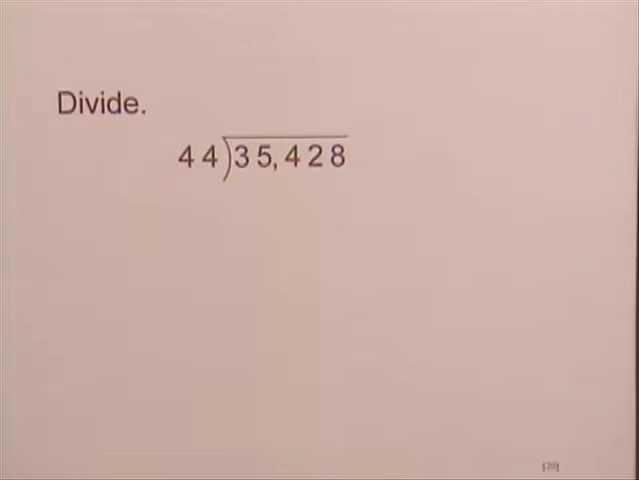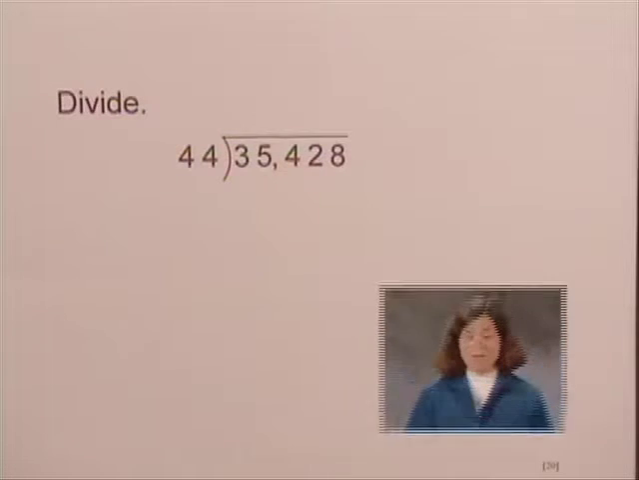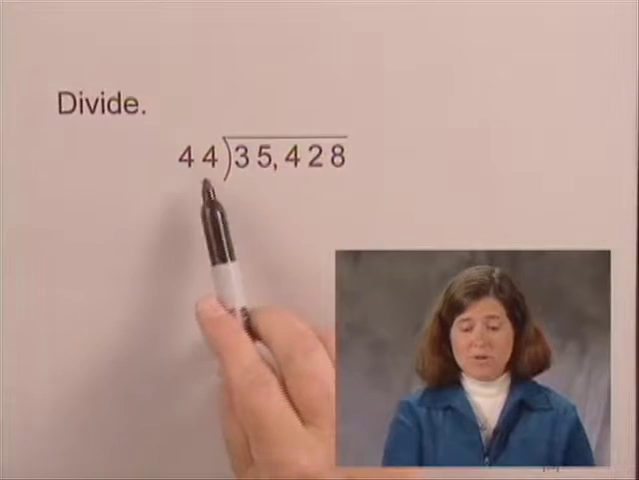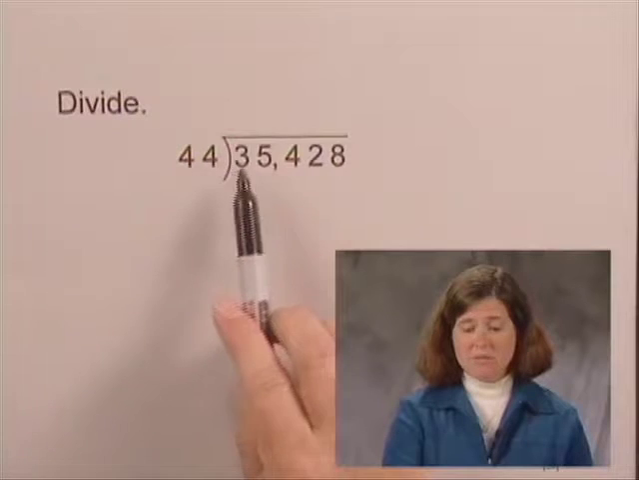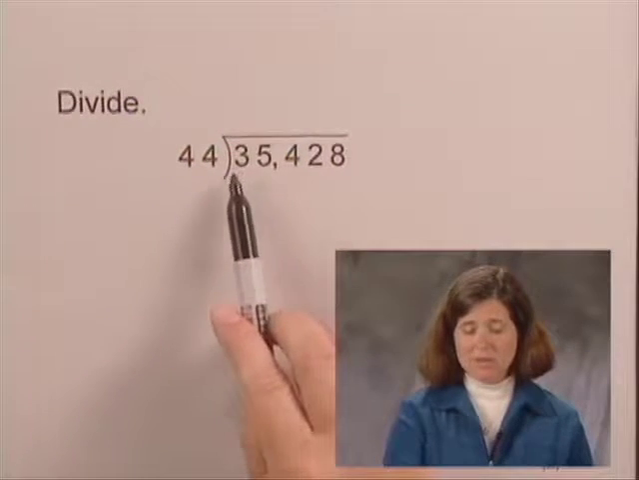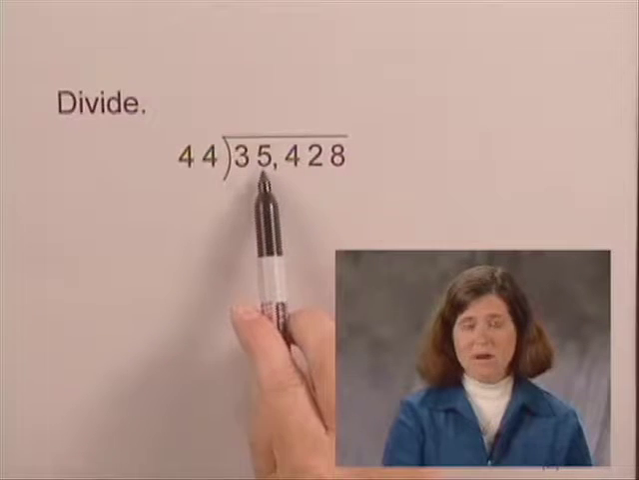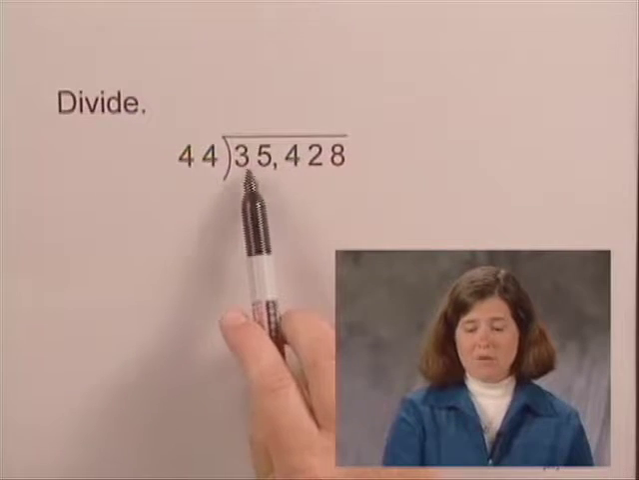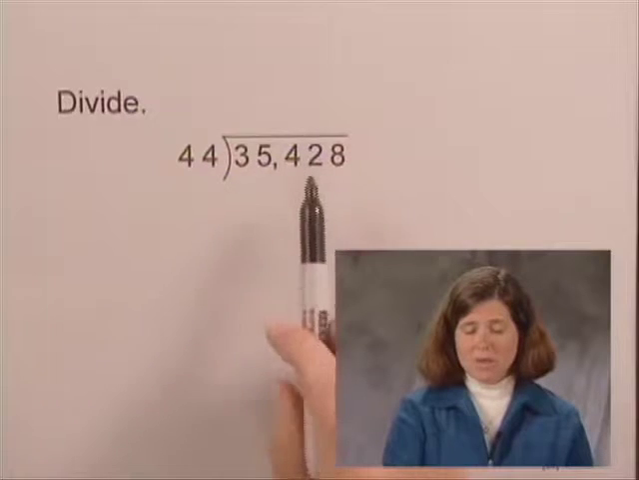We're asked to divide 35,428 by 44. To do so, we look at the divisor 44 and ask ourselves, can we divide 3 by 44? We can't do that, so we look at the next number. Can we divide 35 by 44? Again, 35 is smaller than 44, so we continue.